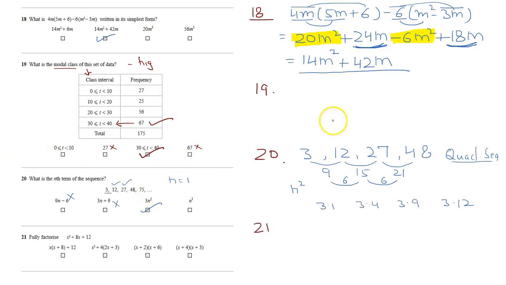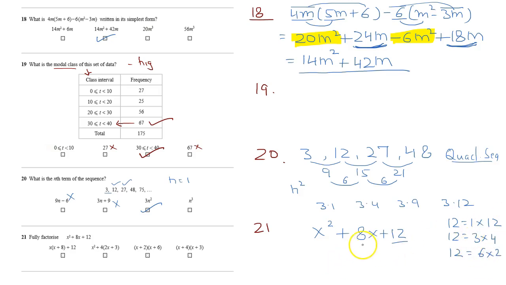Question number 21. Fully factorize x square plus 8x plus 12. Now we check the factors of 12. 12 is 1 times 12. Another factor of 12 is 3 times 4. Another is 6 times 2. So these are the factors of 12.